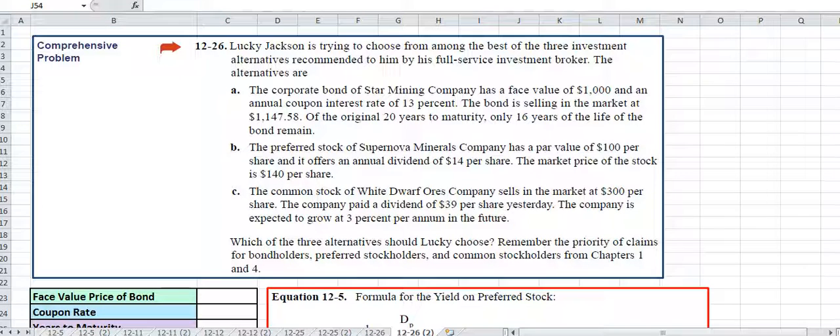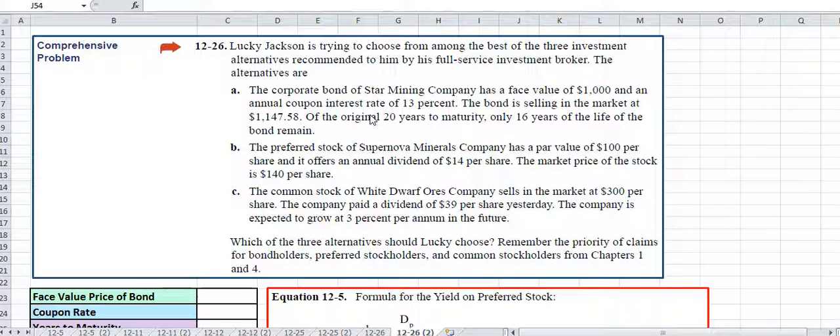Our last homework problem, 1226, which they're calling the comprehensive problem, but it's not anything like the comprehensive problem you did for chapter 11. So this is going to be a little bit easier. But what we're looking at here is just an investment decision where we have three options.